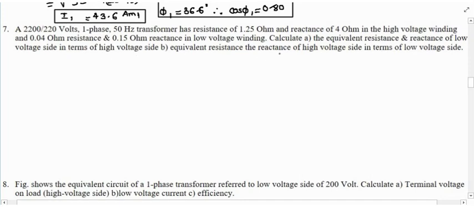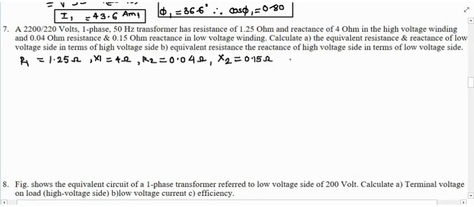Equivalent resistance and the reactance of high voltage winding in terms of low voltage winding. So first of all, I will write down the data which is given here. What is the data given? R1 equals 1.25 ohm, X1 equals 4 ohm, R2 equals 0.04 ohm and X2 is equal to 0.15 ohm.